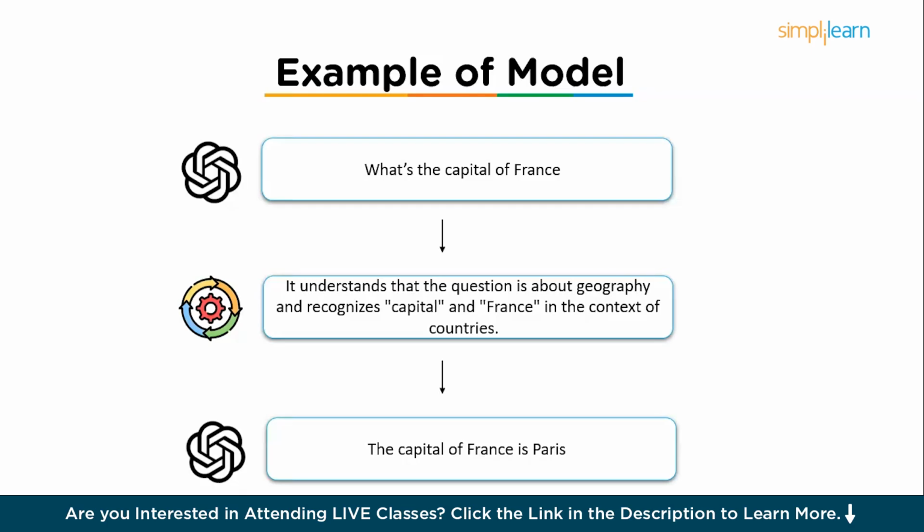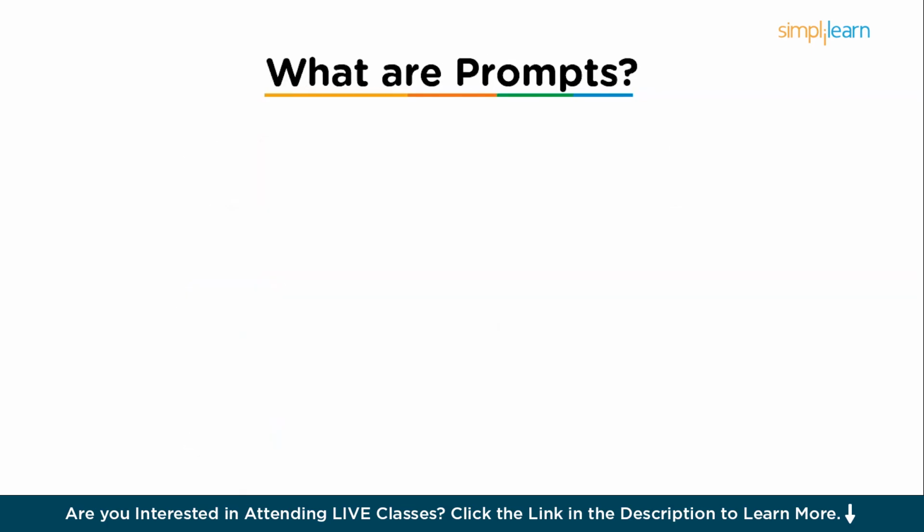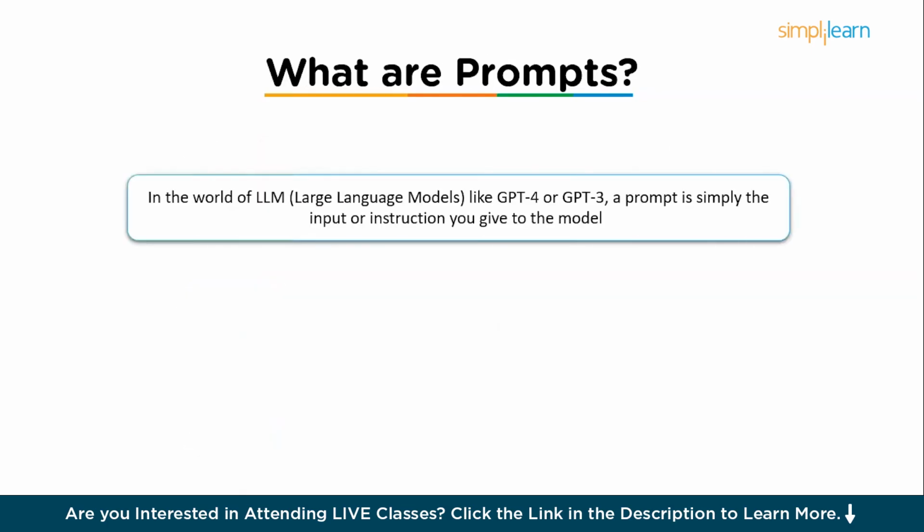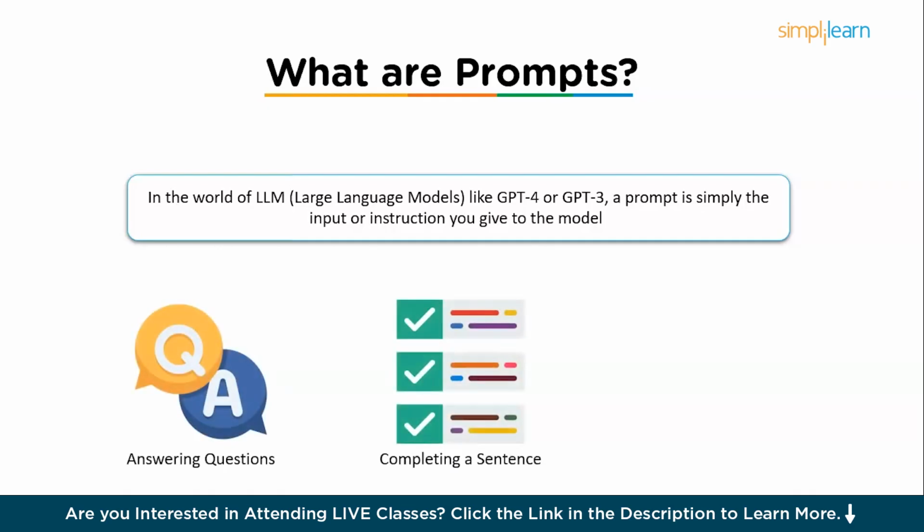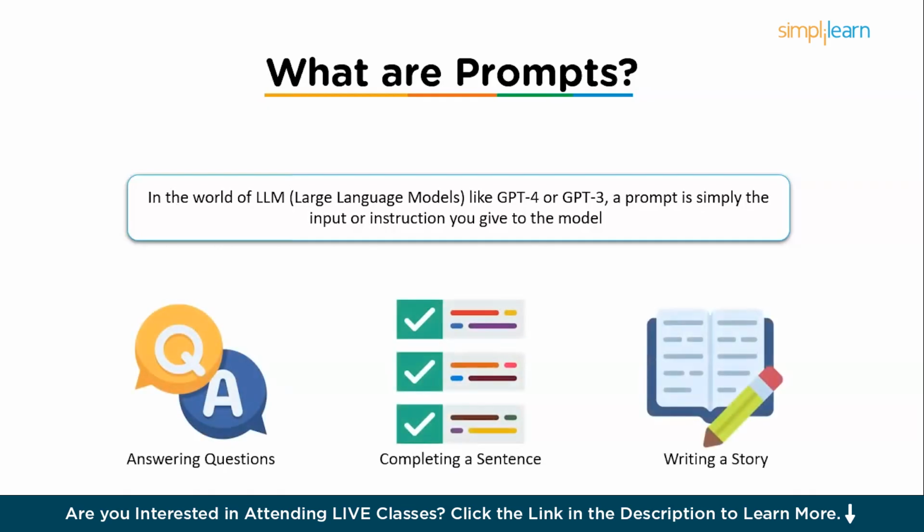Now moving on, we'll understand what are prompts. So in the world of large language models like GPT-4 or GPT-3, a prompt is simply the input or instruction you give to the model. It's like a question or a request that helps guide the model in generating a response. Think of a prompt as a way of asking the model to do something, whether it's answering a question, completing a sentence, or even writing a story.